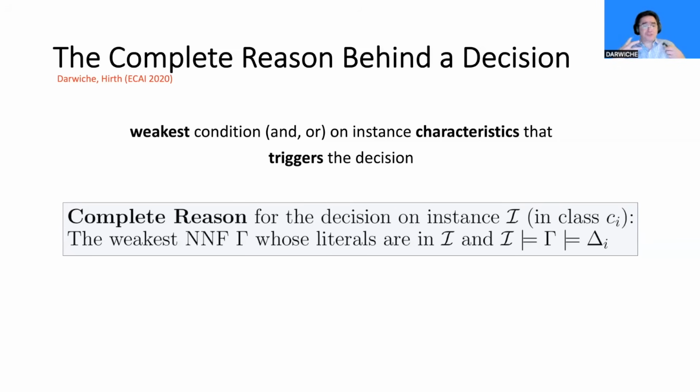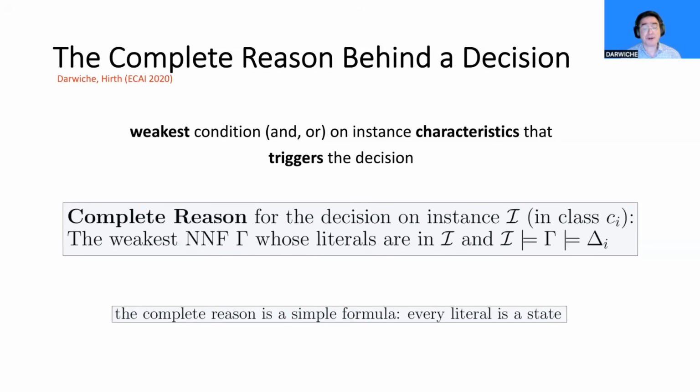All right. And I'll show you next a visualization of it. But let me emphasize again, and that should be obvious from the definition, that the complete reason is a simple formula. That is, it is an NNF formula, negation normal form, but all of the literals are simple. They're states. This is important because later we're going to talk about a recent development that happened over the last couple of months, where we get to relax this condition and we find that we have a way more generalized theory of explainability compared to what happened over the last 5 years or so.